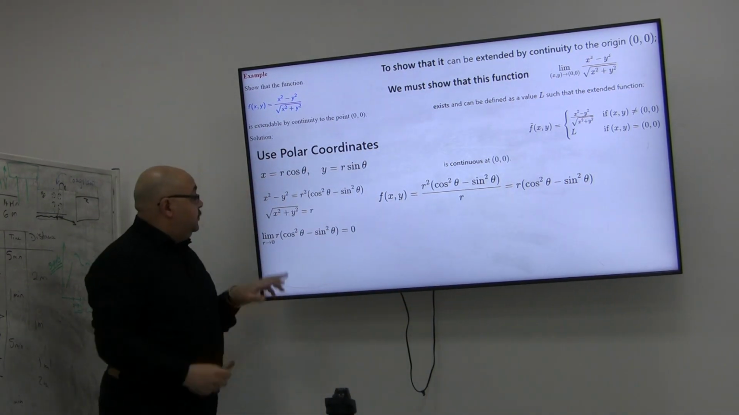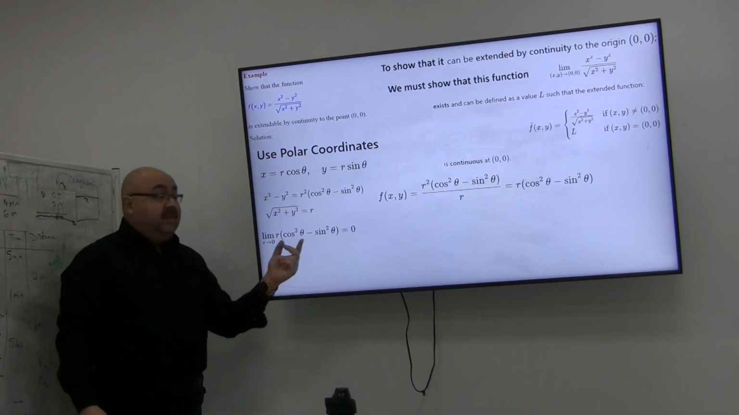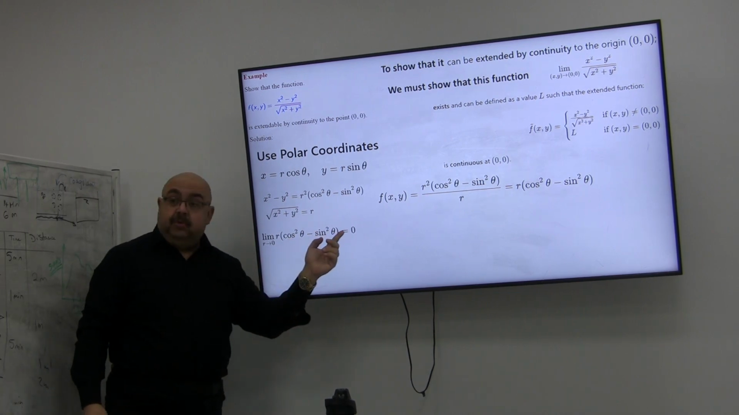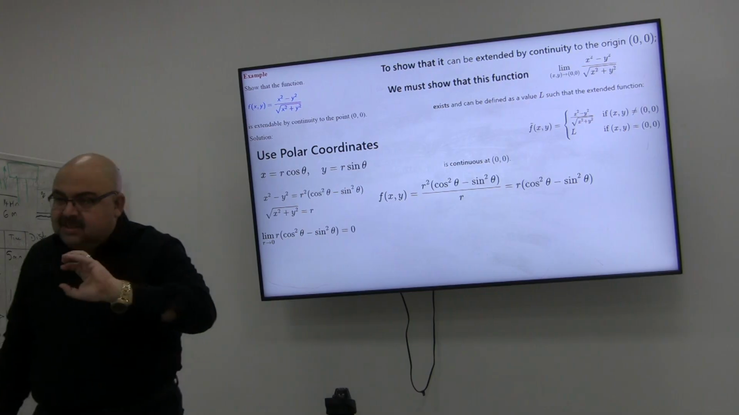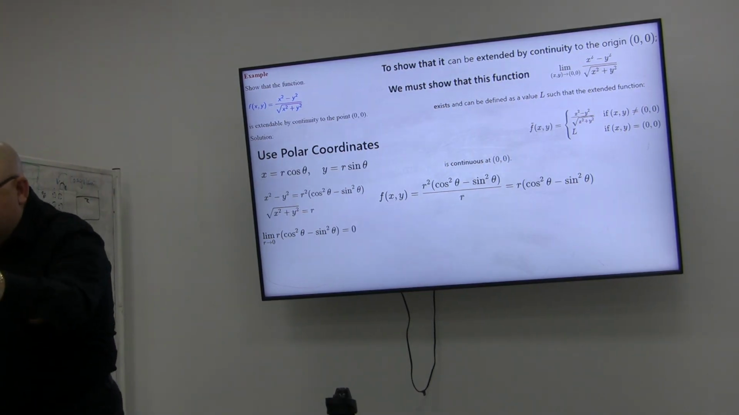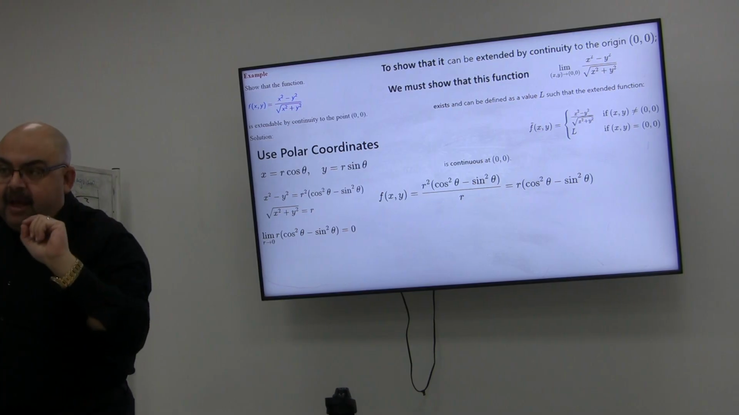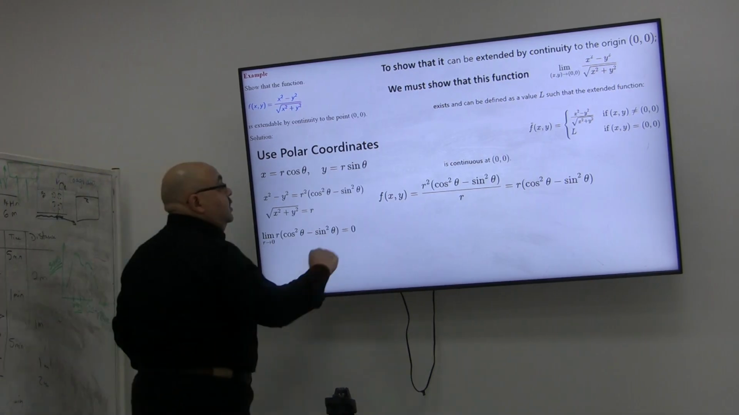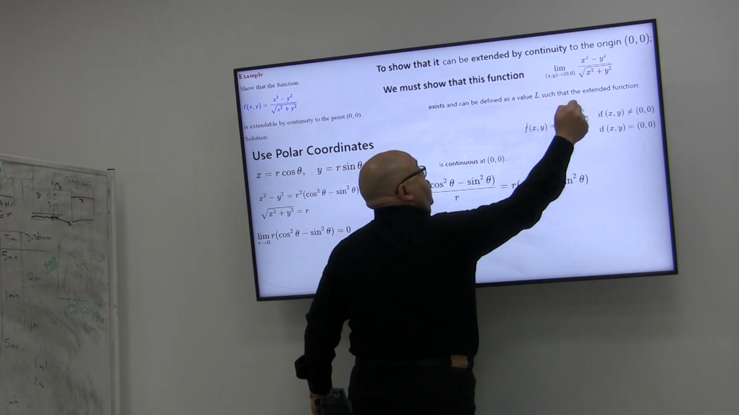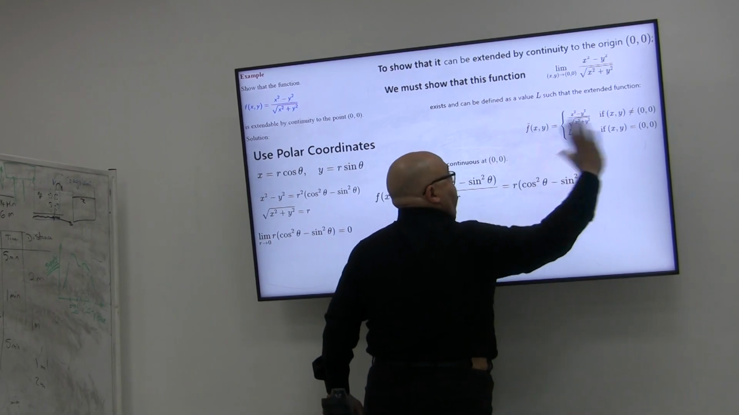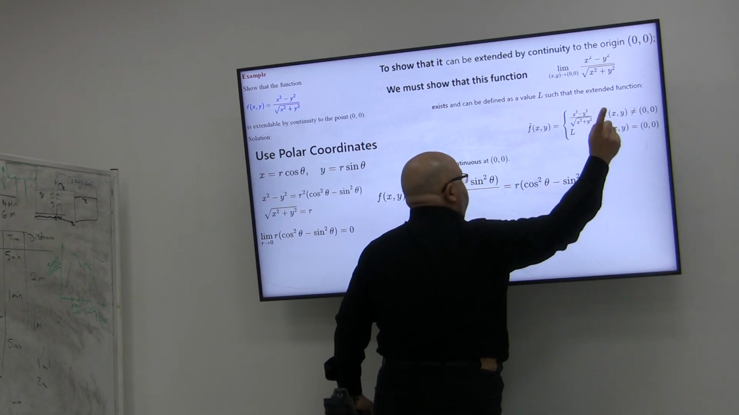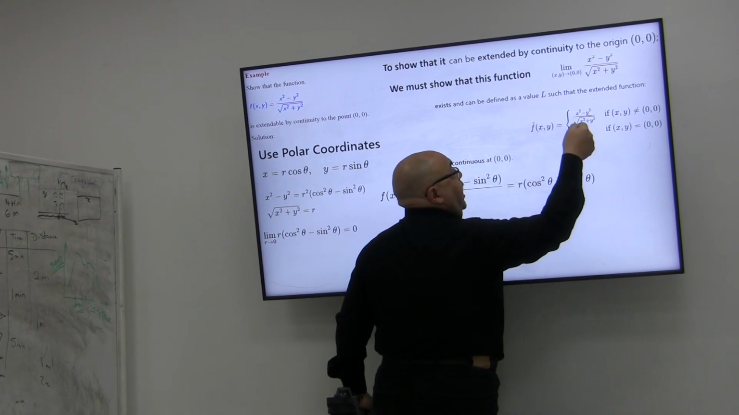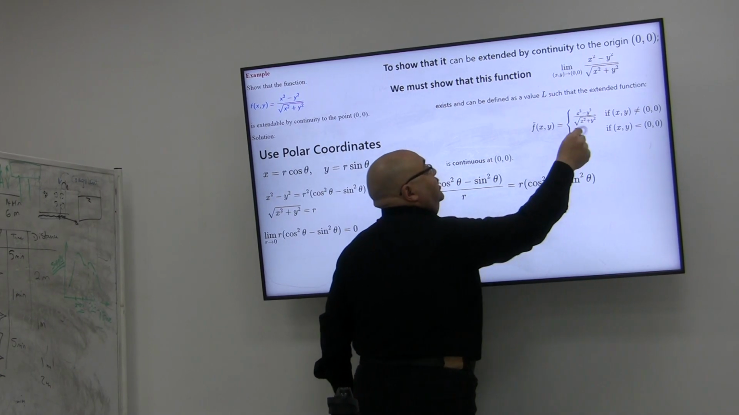In this case, if I take the limit as r tends to 0, this is going to be a constant, so 0 times this value, the result will be 0. Now I know that the limit exists and the limit should equal 0. If I want to extend the continuity of this function, I will say that this function is equal to x squared minus y squared over root x squared plus y squared everywhere, but not at the origin. If (x, y) is equal to the origin, I will put L equal to 0. This is how to extend.